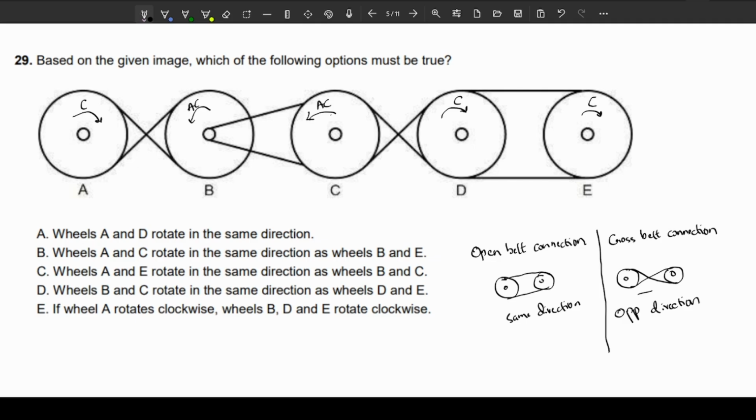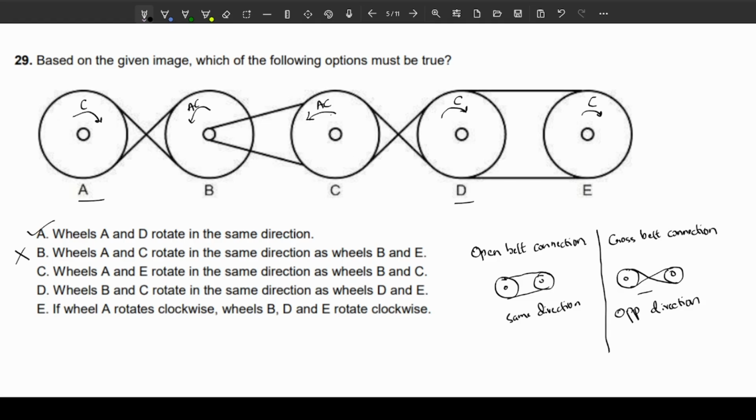Let's see what are true in these options. Wheels A and D rotate in the same direction. Yes, A rotates in clockwise and D rotates in clockwise. So hence A is true. Let's go over the next options as well. Wheels A and C rotate in the same direction as wheels B and E. But A and C don't rotate in the same direction, so B is wrong.